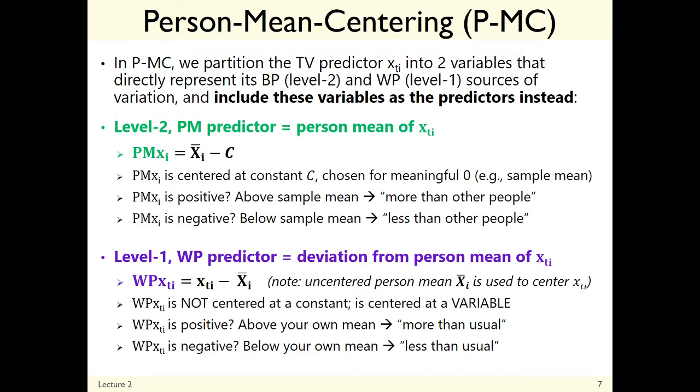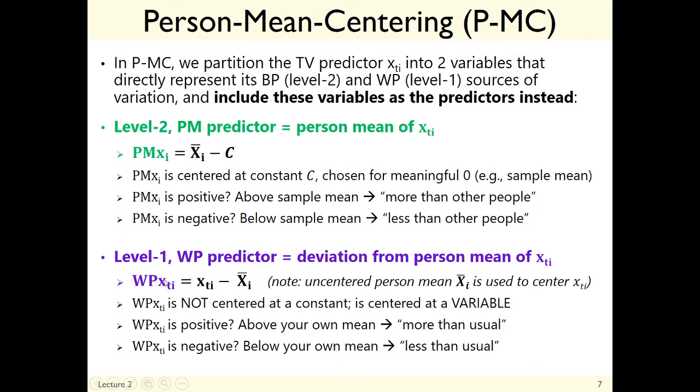At level 1, then, we are taking all of the person mean variance out by subtracting it from the original time-varying predictor. So the original time-varying x here minus the person's mean becomes this new within-person x predictor that we stick in the model instead. And it is purely level 1.